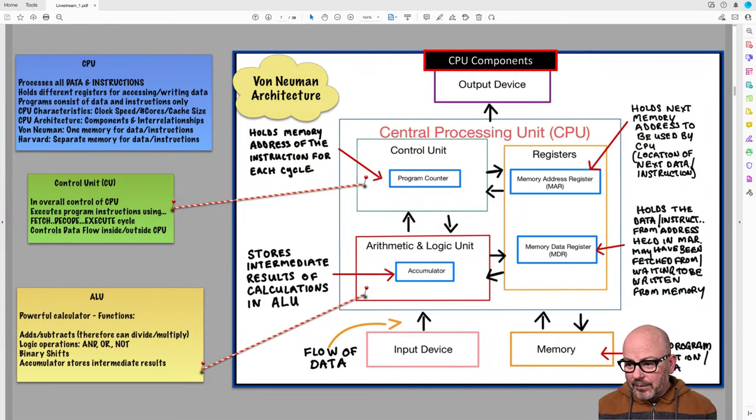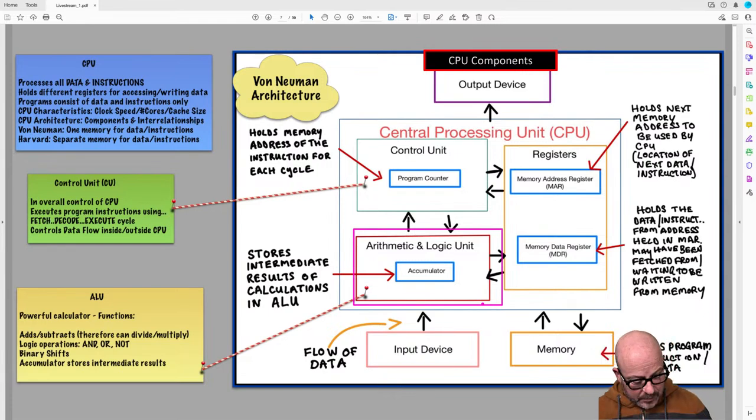All right, so let's have a look at the next one. This is the ALU, the Arithmetic and Logic Unit. So you've got 2 things going on here: logic and arithmetic. Arithmetic is adding, dividing, subtracting, etc. And the logic is greater than, less than, and, or, not. So you've got these 2 separate sorts of calculations going on inside this area. The arithmetic logic unit is a powerful calculator and it performs functions. It adds, subtracts, divides, as you can see. And it does binary shifts as well, which is something that could pop up in the exam.